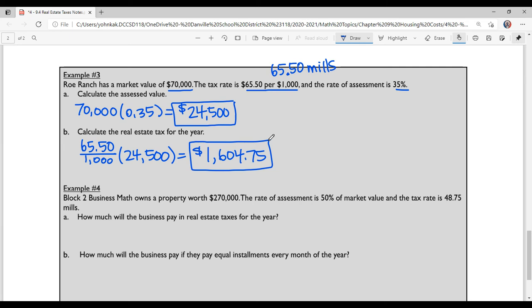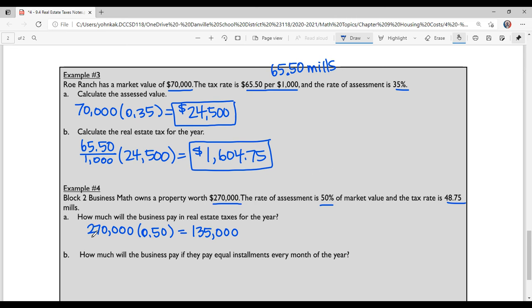Okay, finally, number 4, Block 2 Business Math owns a property worth $270,000. The rate of assessment is 50% of the market value, and the tax rate is 48.75 mils. How much will the business pay in real estate taxes for the year? Okay, so first I have to find the assessed value. So take the market value, 270,000, and multiply by the rate of assessment, 0.50. This gives me an assessed value of $135,000.